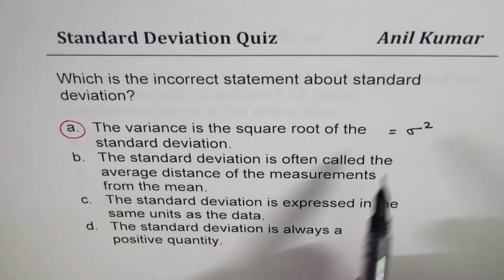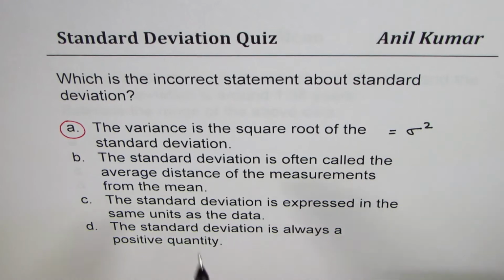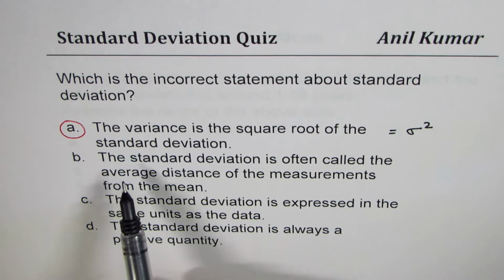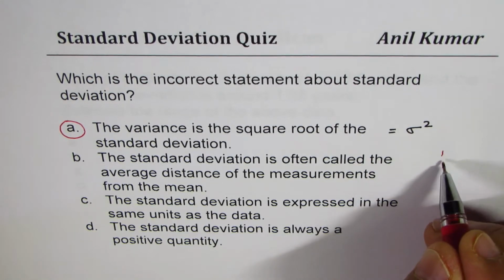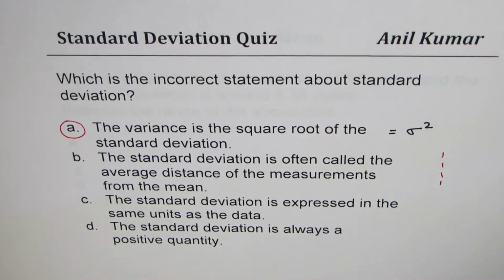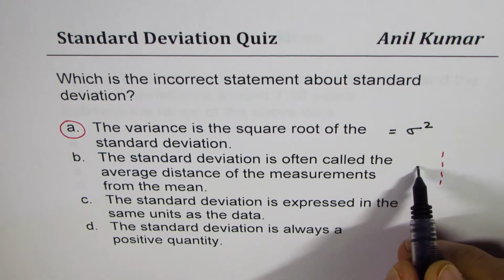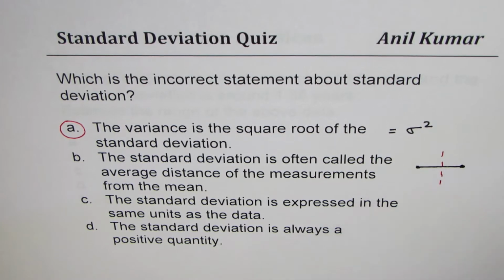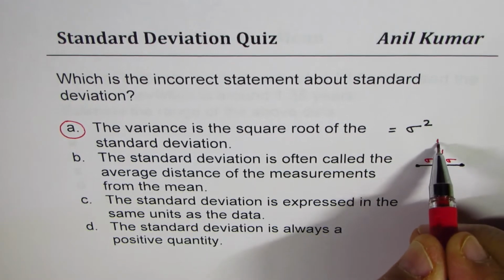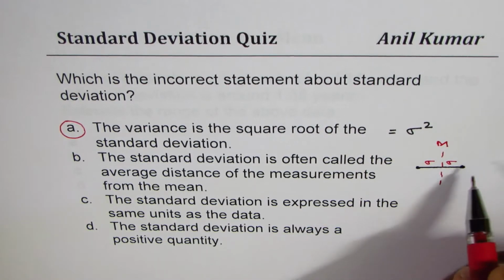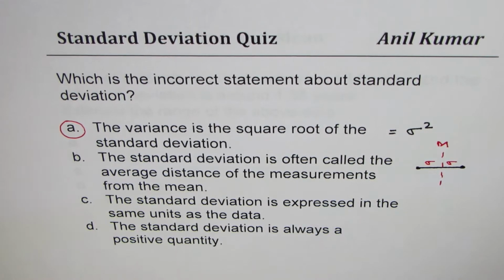We denote standard deviation by this letter, sigma. Now let's move on and understand the correct statements also. Standard deviation is often called the average distance of measurement from the mean. So that really means if I give you a mean value, then standard deviation is the average distance from the mean, right? So this is, let us say, standard deviation. This is mean. In that case, what should be the range? So that will answer one of our questions to follow, right? So it's very important to understand.